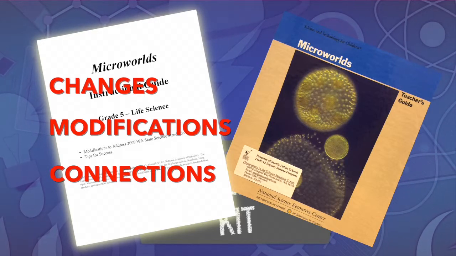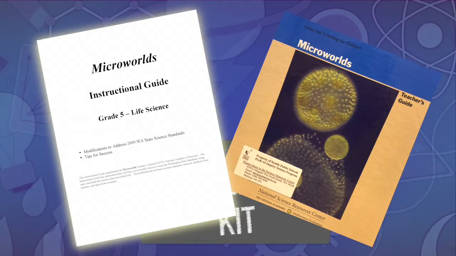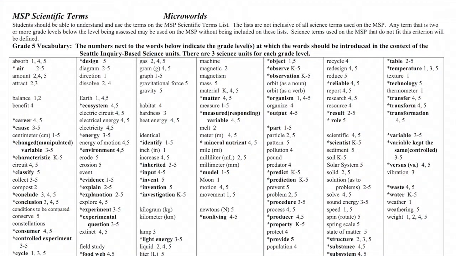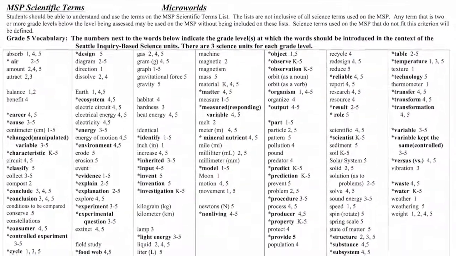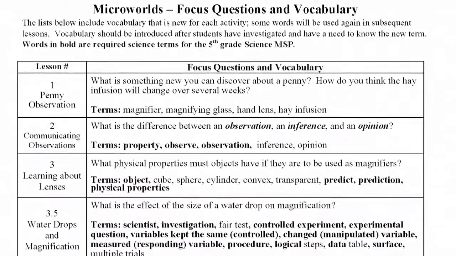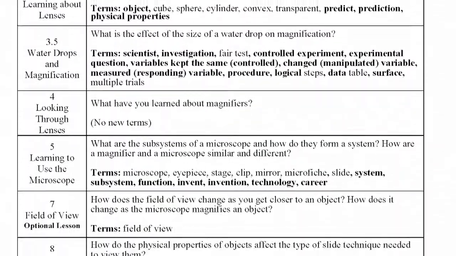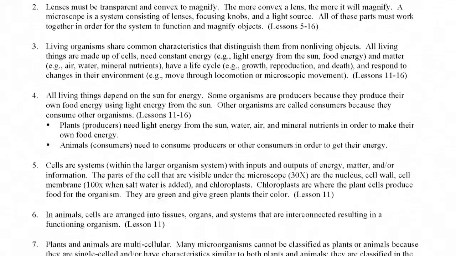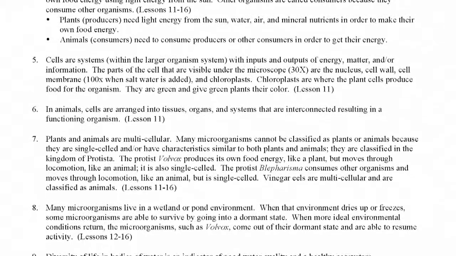The IG contains changes from the teacher's manual, modifications to address science standards, as well as connections made to other content areas. At the beginning of the IG, you will find helpful items such as the scientific terms. Words that are bolded are specific to the unit, a summary of focus questions and key words, and a summary of lesson concepts or the scientific principles you will be teaching throughout the unit.